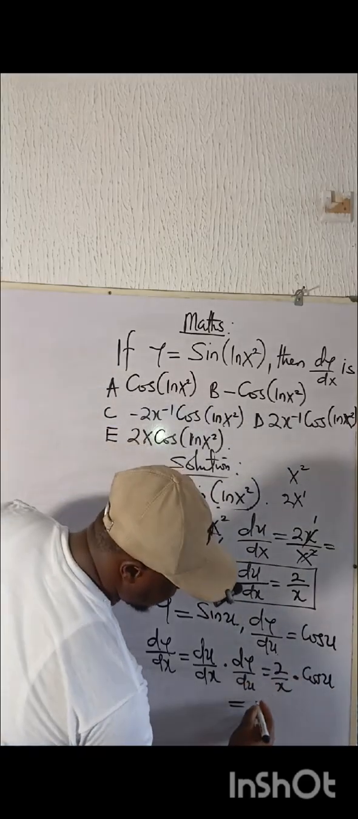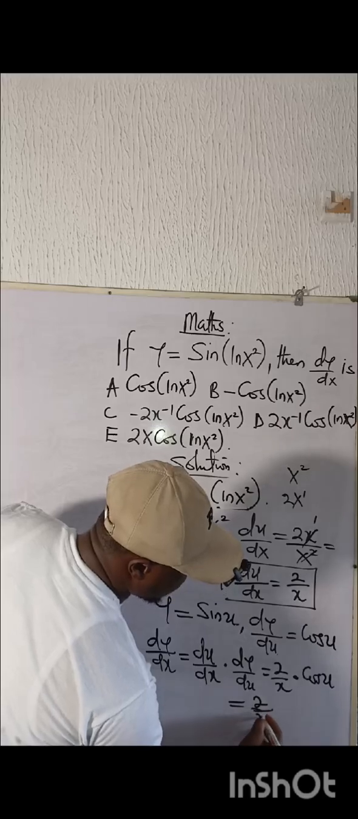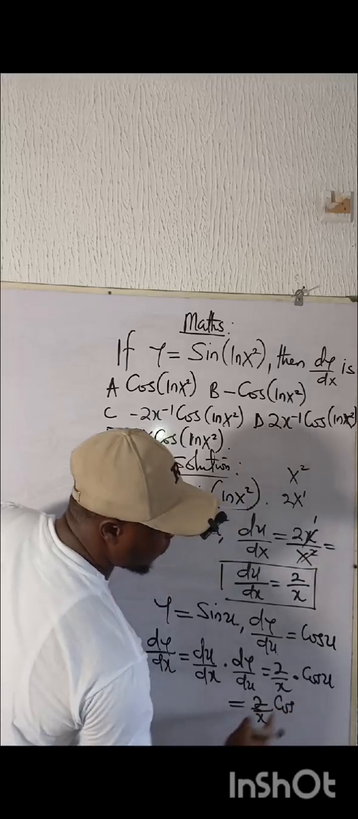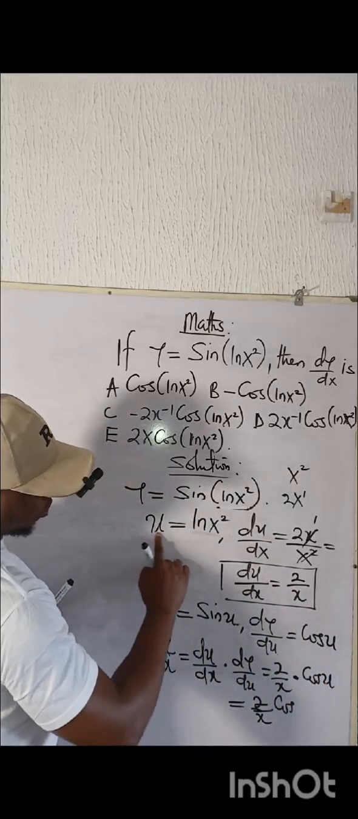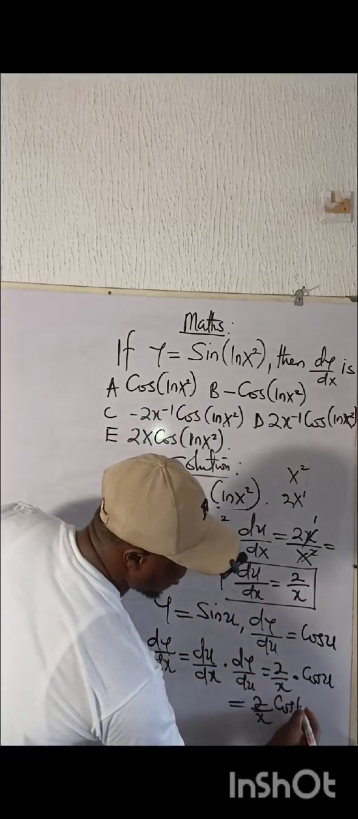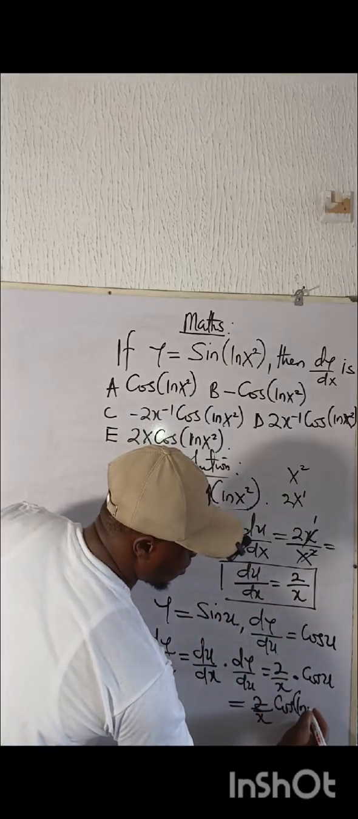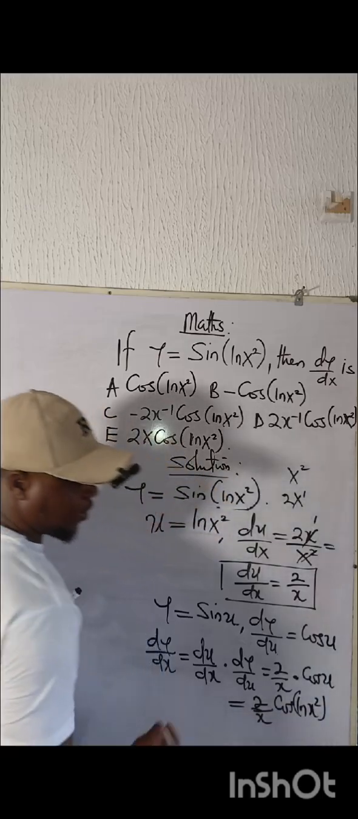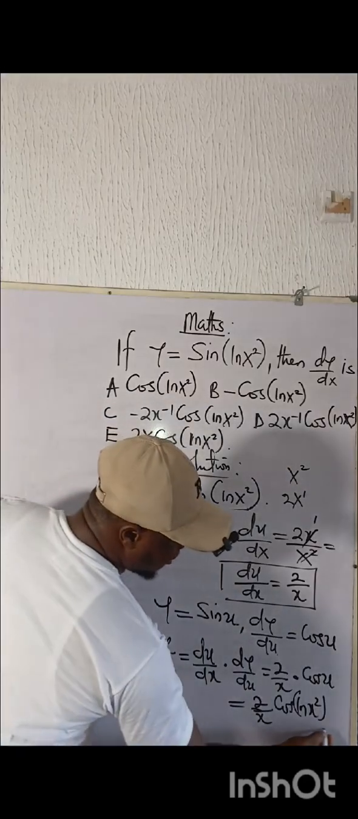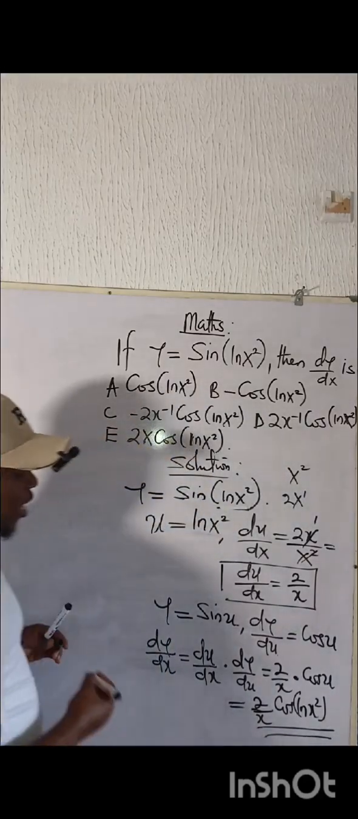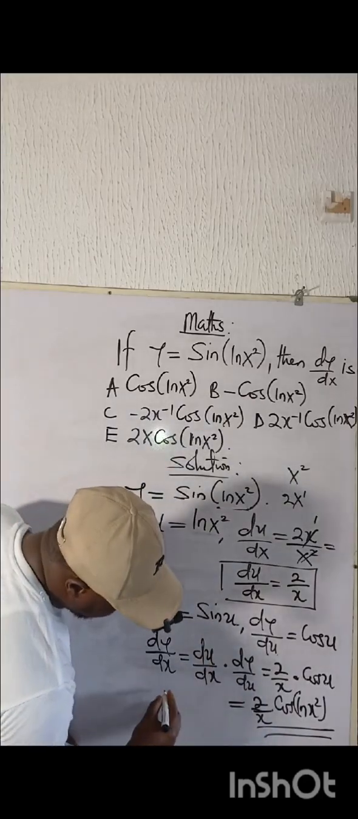This will finally give us 2 over x times cos of u. Remember that u is the whole of this, which is ln of x squared. So how do we write this? This is our answer.